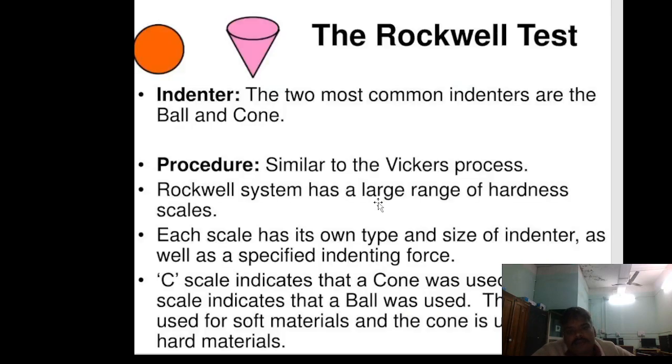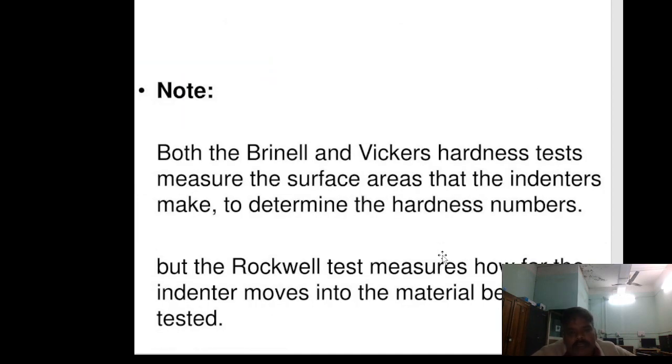Rockwell hardness test. The two most common indenters are the ball and the cone. Similar to Vickers hardness, the Rockwell system has a large range of hardness scales. Each scale has its own type and size of indenter as well as a specified indenting force. The C scale indicates that a cone was used and the B scale indicates that a ball was used. The ball is used for soft material and the cone is used for hard material.